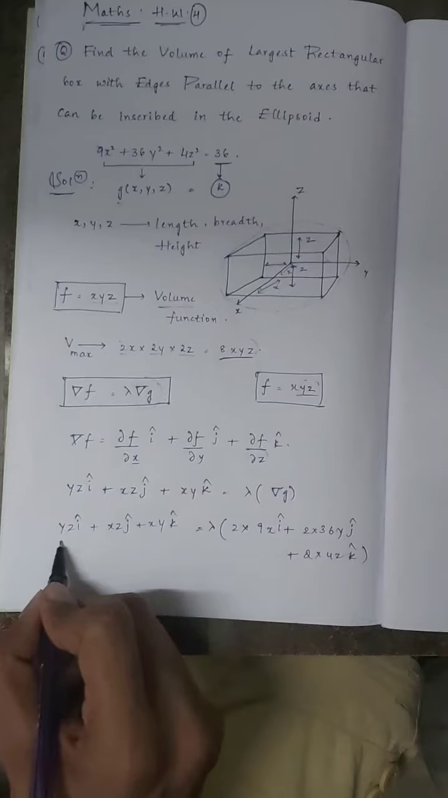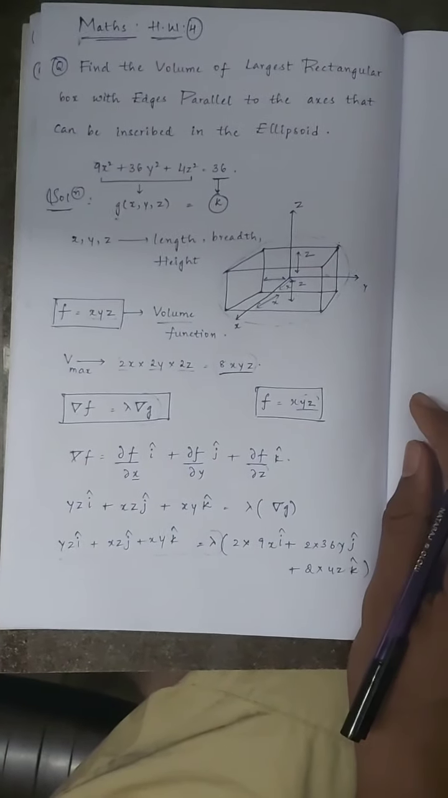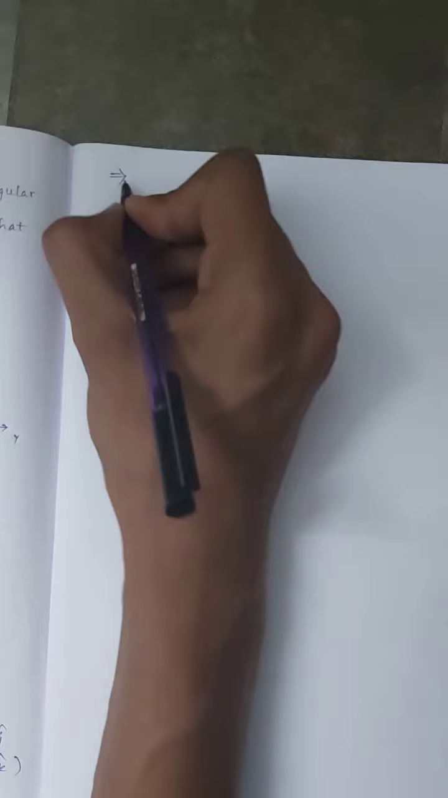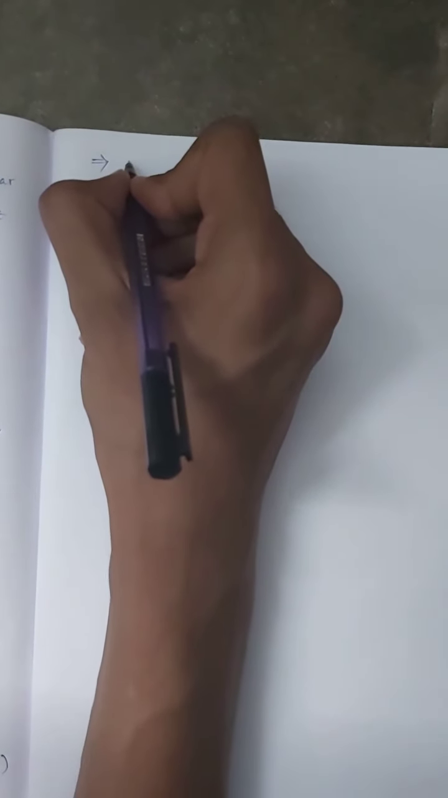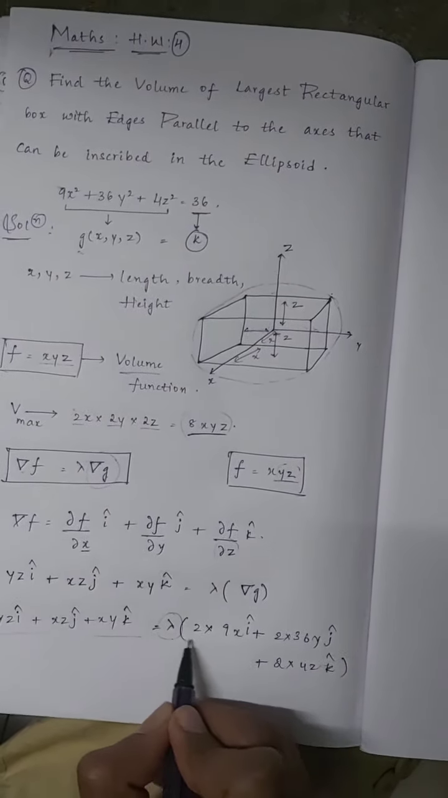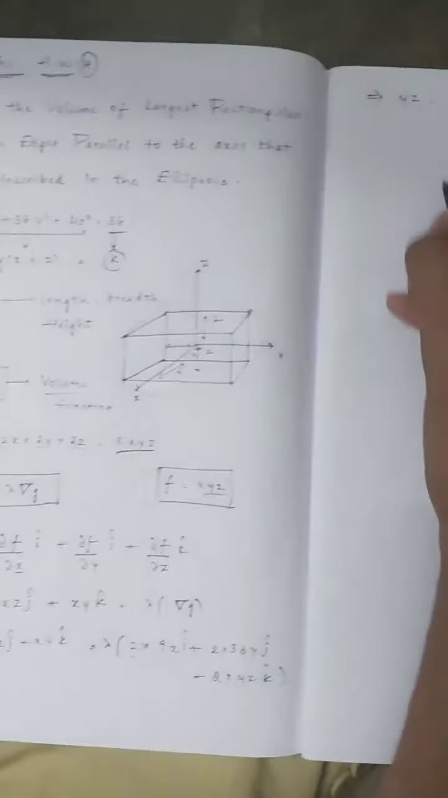So comparing on both sides, we need to evaluate the lambda value. Right now our aim is to compare these equations and know the value of lambda. yz is equal to, here in this equation it is given as lambda times 2 into 9x, which is 18 lambda x.